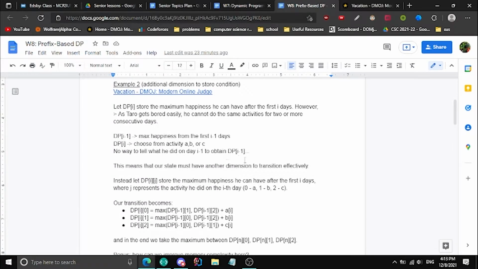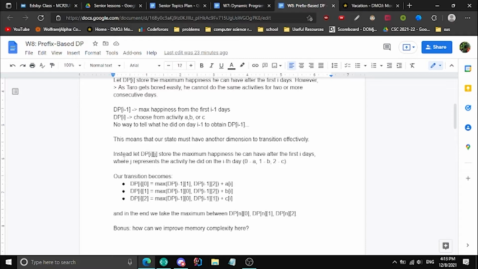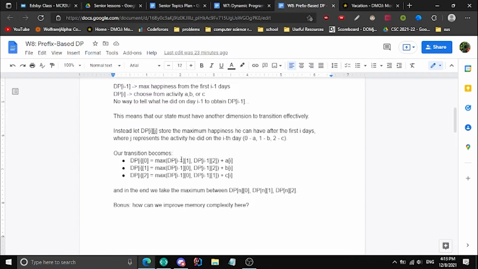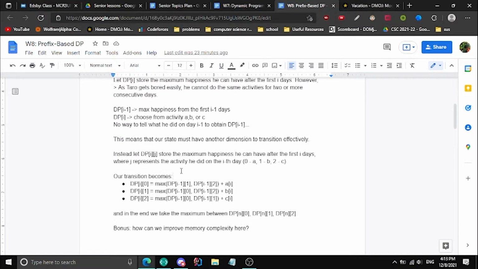So instead, our dp state is going to be dp at ij, storing the maximum happiness he can have after the first I days, where j represents the activity he did on the ith day. And so we don't have indices as a, b, and c, so we're just going to let 0 represent activity A, we're going to let 1 represent activity B, and we're going to let 2 represent activity C. And so our transition is now this.